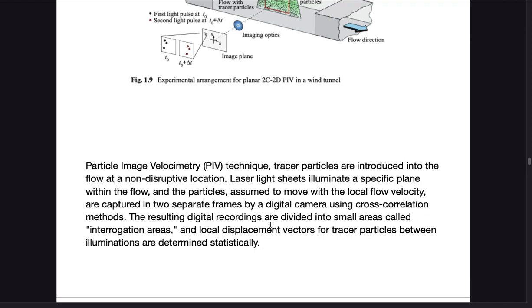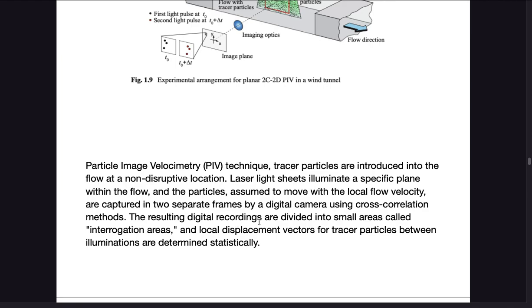The flow velocity is captured in 2 separate frames digitally. जो assume to move a local flow velocity, जो velocity होगा उसको हम 2 separate frames के digital camera के थ्रू कैप्चर करते हैं, using the cross correlation method. इसमें हम लोग क्या करते हैं, क्रॉस कोरिलेशन मेथड का यूज करते हैं 2 सेपरेट कैप्चर्ड फ्रेम से डिस्प्लेसमेंट एक्सट्रैक्ट करने के लिए.